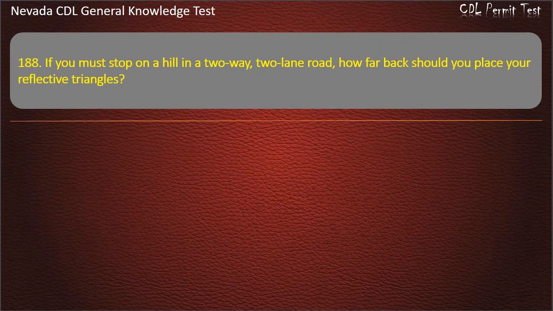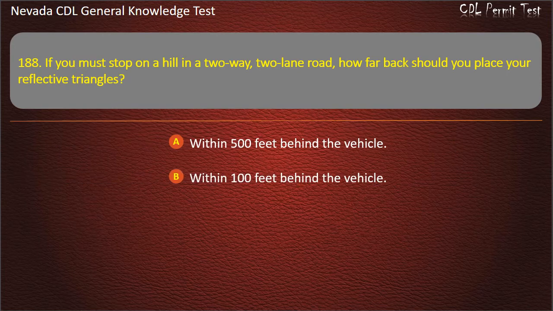Question 188. If you must stop on a hill in a two-lane road, how far back should you place your reflective triangles? Within 500 feet behind the vehicle. Within 100 feet behind the vehicle. Within 250 feet behind the vehicle. Answer. Within 500 feet behind the vehicle.